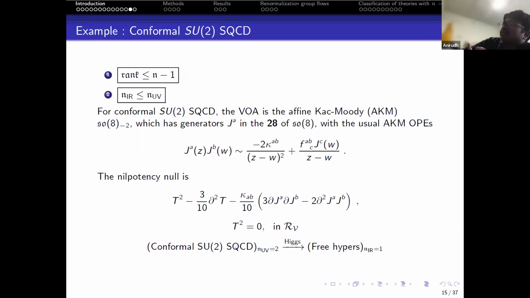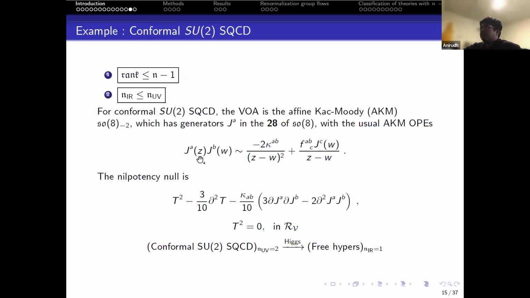So now I'll do an example which is slightly more involved and also show this UV-IR thing. So let's consider this conformal SU(2) super QCD. The associated VOA is just an affine Kac-Moody algebra of SO(8) at level -2. So this has generators in the 28 of SO(8) and with the usual AKM OPEs.